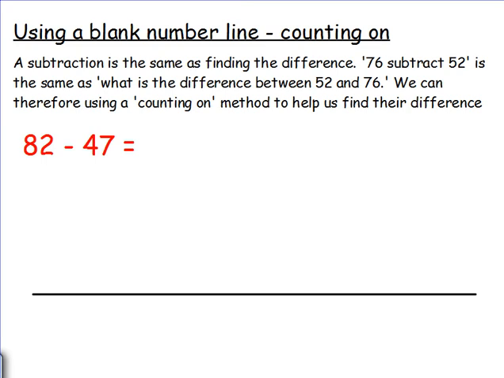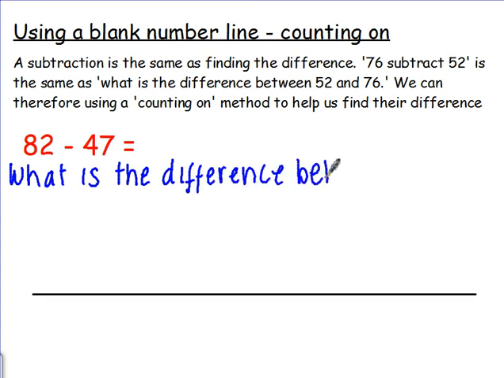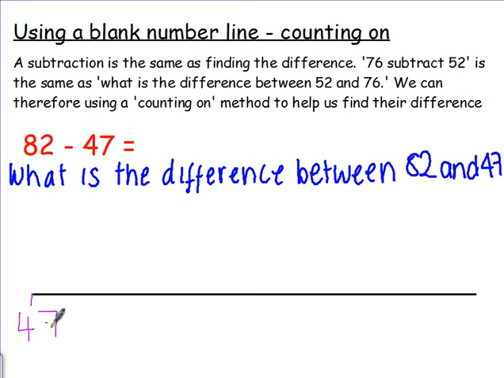Let's do an example together. The first thing I'm going to do is I've got 82 take away 47. Remember, this is the same as saying what is the difference between 82 and 47. Exactly the same. So if I'm finding the difference, I'm going to put my smallest number at one end and my biggest number at the other end.